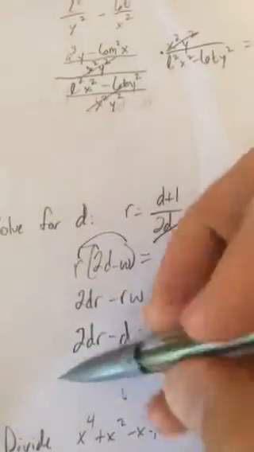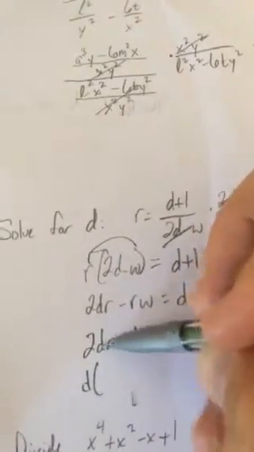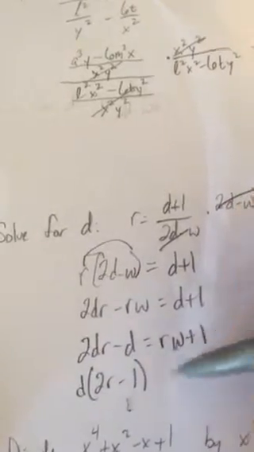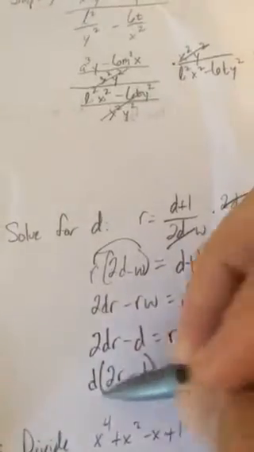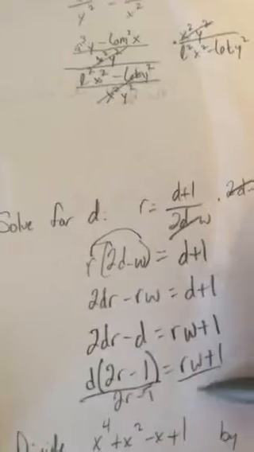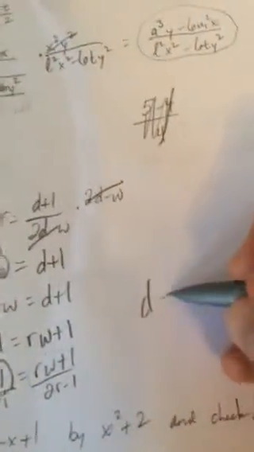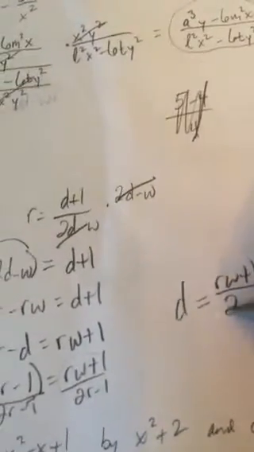Now I want to get d by itself, so I'm going to have to factor it out. If I take the d out of there, there's still a 2r, and if I take the d from there, there's nothing left, so I hold that place value with a 1. And finally, division will help me get d by itself. Divide by 2r minus 1. And so my answer for d is what I have right there: rw plus 1 on top and 2r minus 1 on bottom. And I've gotten d by itself.